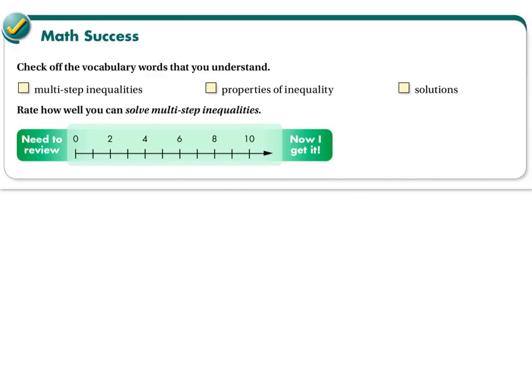Here is your quick self-check. Please take a moment, make sure you understand what multi-step inequalities are, what the properties of inequality are, those we'll look up in the book and take a look at there, and what solutions means. And tell me how well you think you could do at solving problems similar to those we solved in this video.